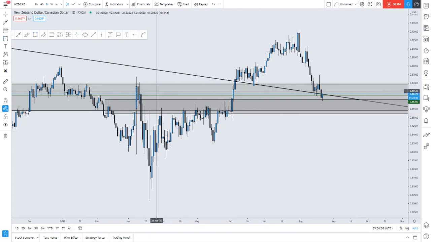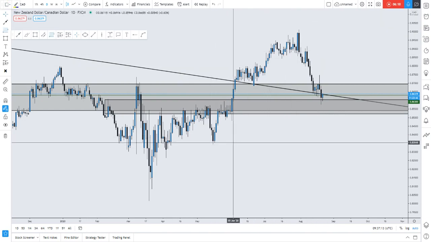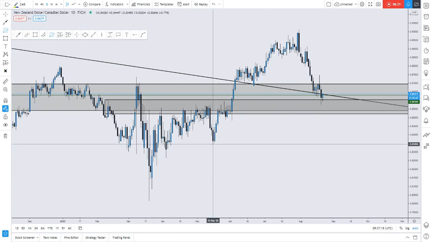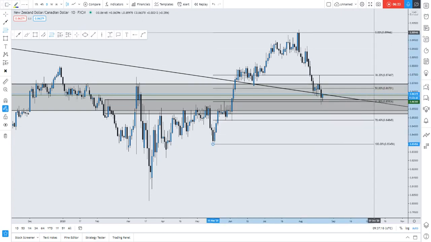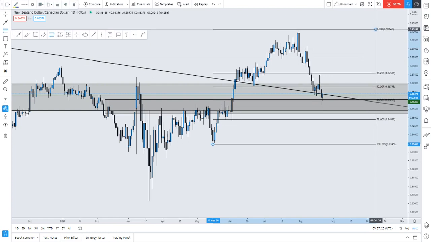Now on the daily time frame, what do I see? If I look at price from this perspective and throw my Fibonacci from this swing low to the swing high, we should be able to see that price is actually at a significant Fibonacci level, which is the 61.8 level. So what would I be looking for? I'll be looking for opportunities to go long on NZD CAD.